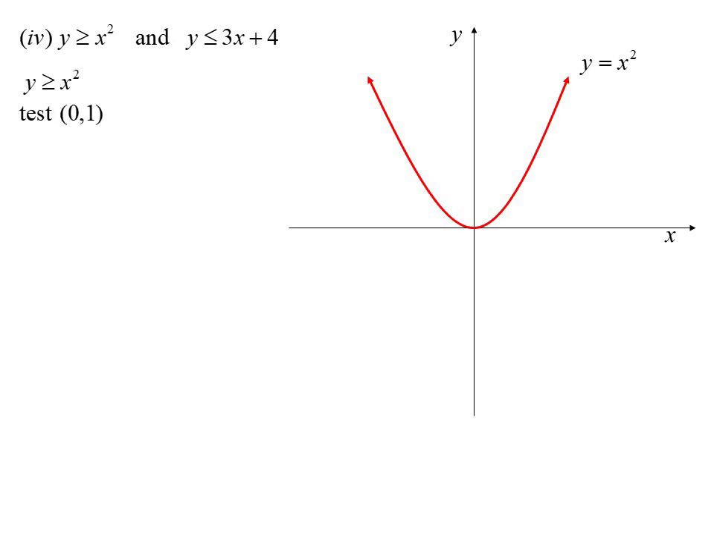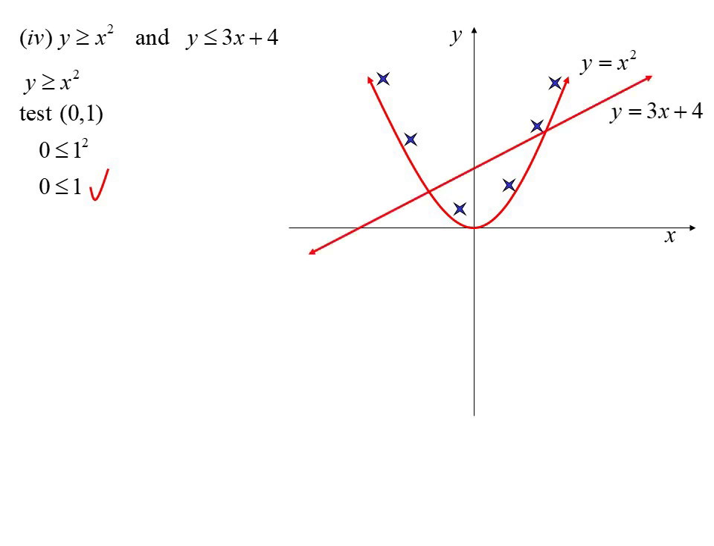So I picked (0, 1) because I know that's going to be inside the parabola. And yes, 0 is less than or equal to 1. I know I'm inside. I'm not going to shade it at this stage. I might mark some crosses or something like that so I know, all right, I'm inside. Now let's look at the other one. y is equal to 3x plus 4.